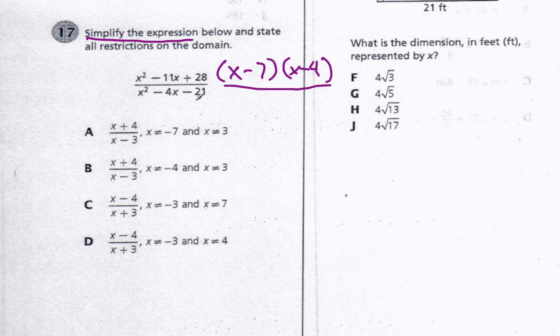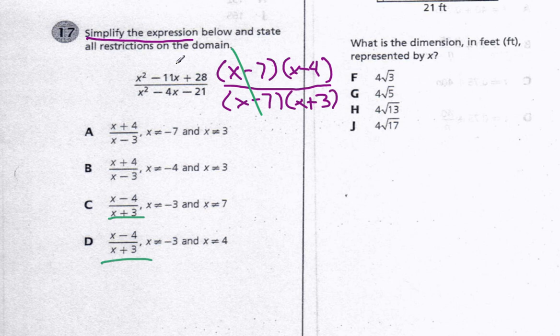On the denominator here, something that'll multiply to 21 and add to negative 4. Well, let's see. 7 and 3, that'll work. So if we say x minus 7 and x plus 3, so negative 7 plus 3 will be negative 4. This works. So the first part of this to simplify, the x minus 7s will cancel out, so we get x minus 4 over x plus 3. So it's either C or D. So it comes down to the second part.